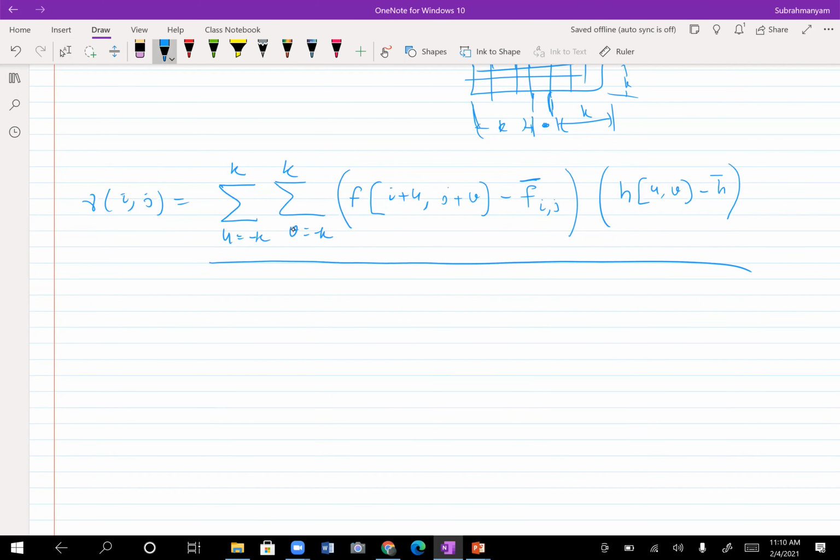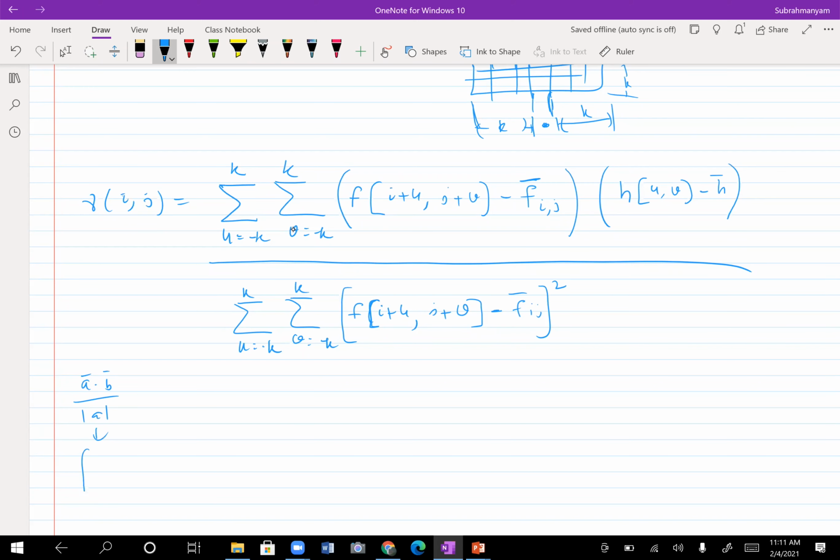now what you should do: take the first one, u again from minus k to plus k, v from minus k to plus k, f of i plus u, j plus v, minus f bar of i comma j, this whole square. Pay attention here, you have one programming assignment question where you have to implement this whole thing, so that's another reason to pay more attention here. Be clear that you are summing up; this is like a bar dot b bar divided by magnitude of a.